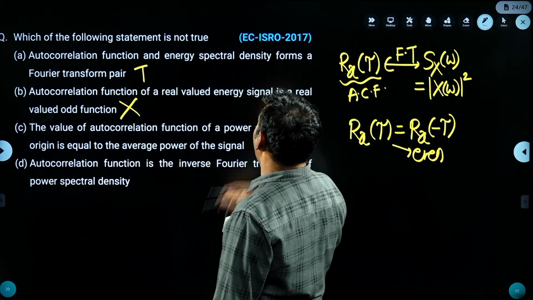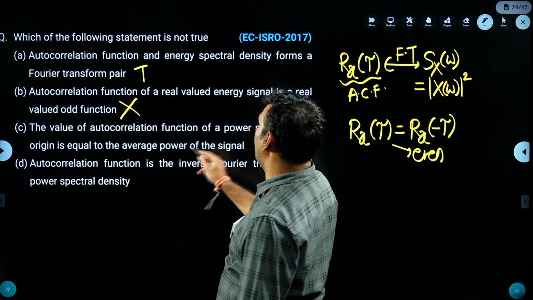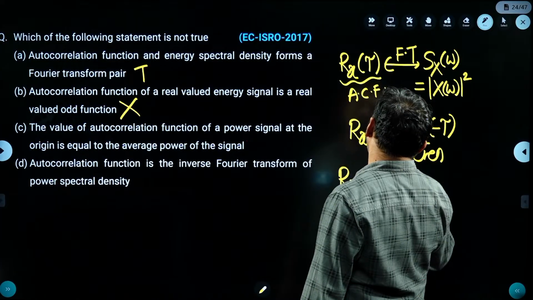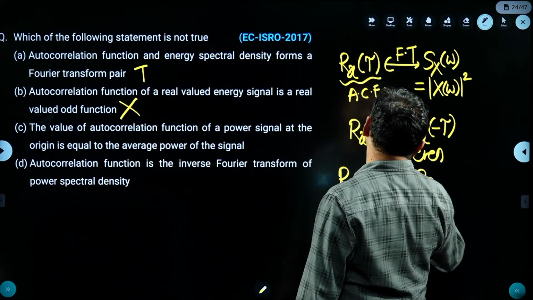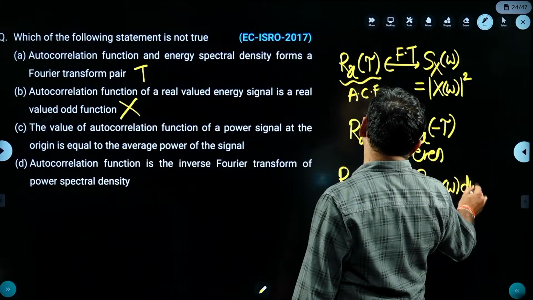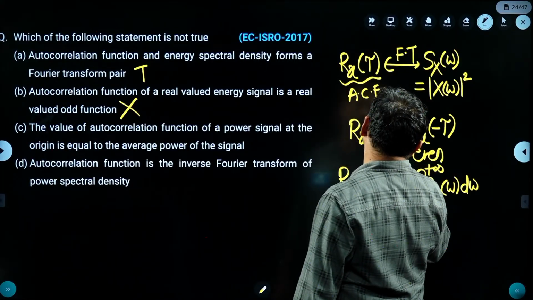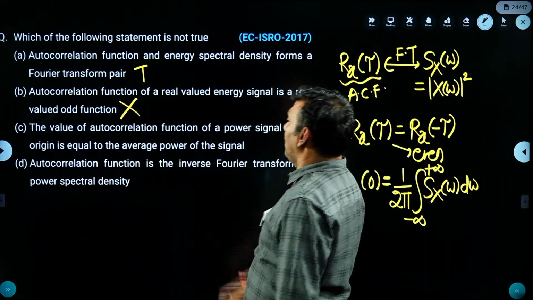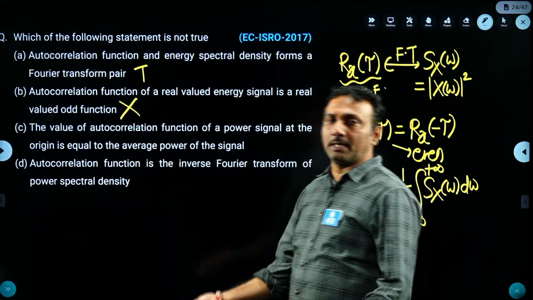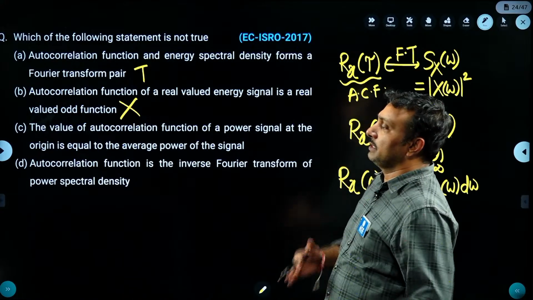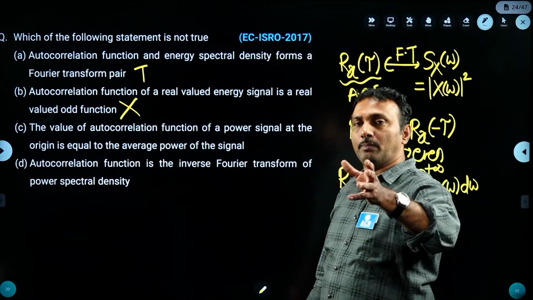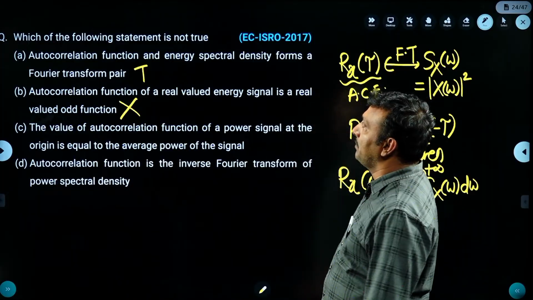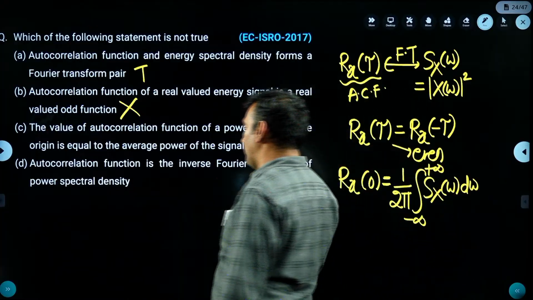The value of autocorrelation function of a power signal at the origin equals the average power of the signal. Rx of 0 means area under spectral density. Autocorrelation function at origin corresponds to area under spectral density. Autocorrelation is inverse Fourier transform of power spectral density. Of course, that is also true, because autocorrelation or cross correlation can be defined for both energy and power signals. Option B is the false statement, because autocorrelation is even function of tau.